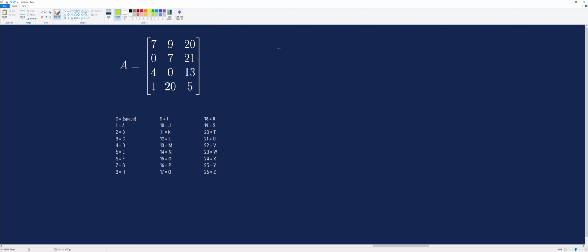Then, we replace the numbers with the letters. So 7 is G, 9 is I, 20 is T, 0 is a space, 7 is G, 21 is U, 4 is D, 0 is a space, 13 is M, 1 is A, 20 is T, and 5 is E.